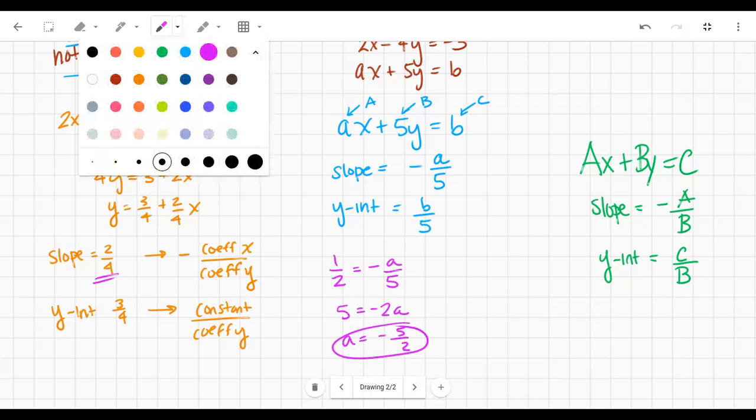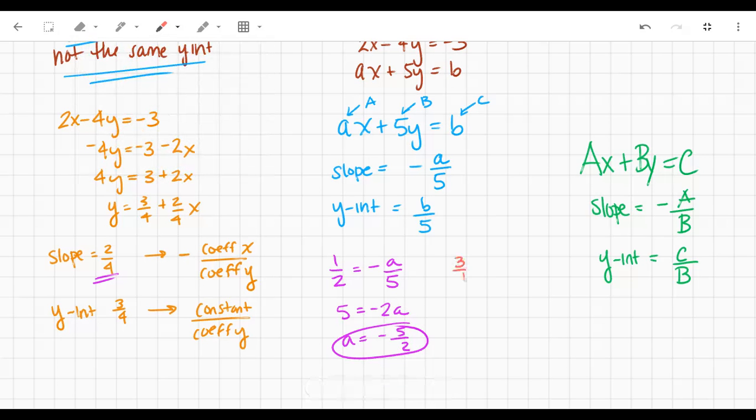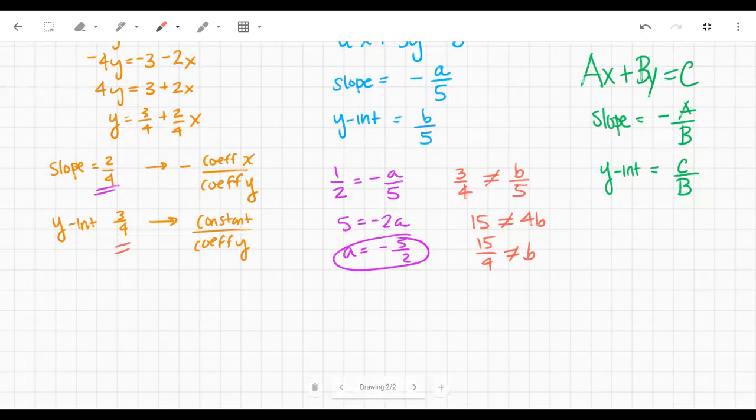And then what we do next is the y-intercept, so 3/4 over here cannot equal b over 5. So 15 can't equal 4b. So 15 over 4 can't equal b. So when you put an answer in here, b can be anything you want except for 15/4. You could put an answer: a is negative 5 over 2, b is 3, whatever you want, as long as it's not 15 over 4.